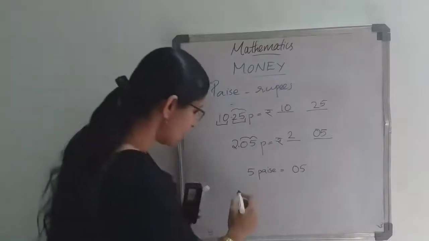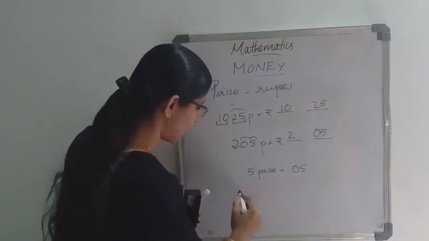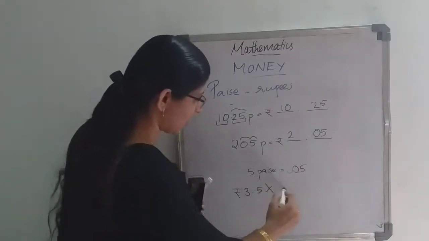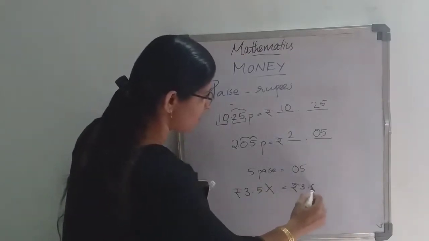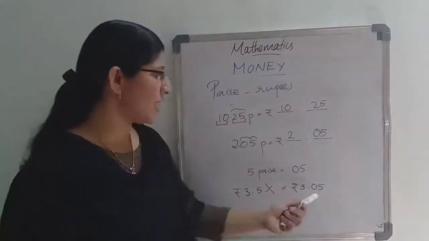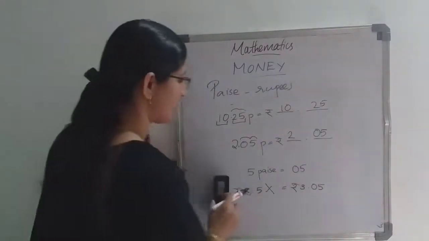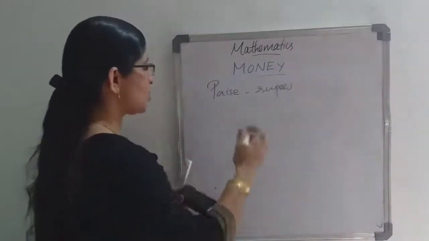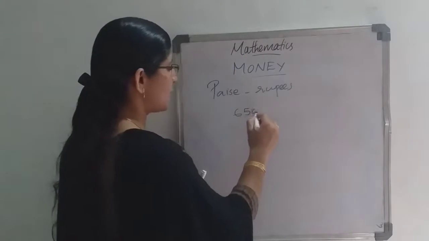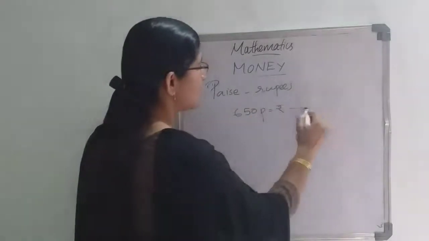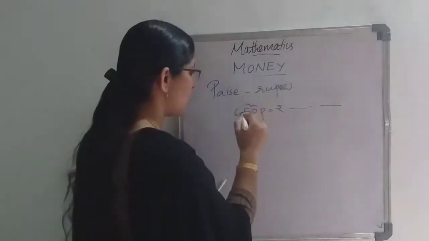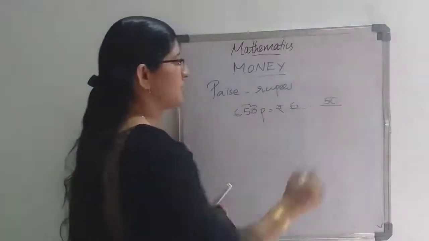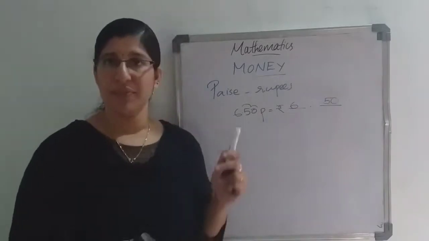Clear? Suppose you need to write 3 rupees 5 paisa. How will you write? 3.5 is wrong. The correct is 3.05, 3 rupees 5 paisa. Every time we write the paisa, it should be a 2-digit number. So how will you convert paisa to rupees? So simple. If it's 650 paisa, how will you convert it into rupees? Insert a dot after the 2-digit numbers. So 6 rupees 50 paisa. Clear? So watch the video very carefully.